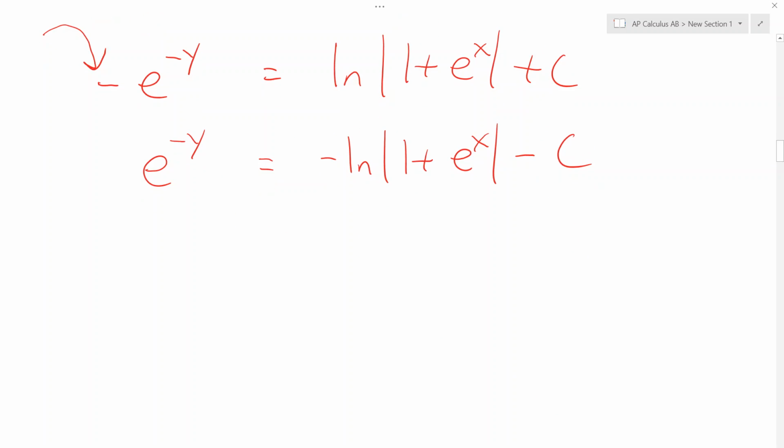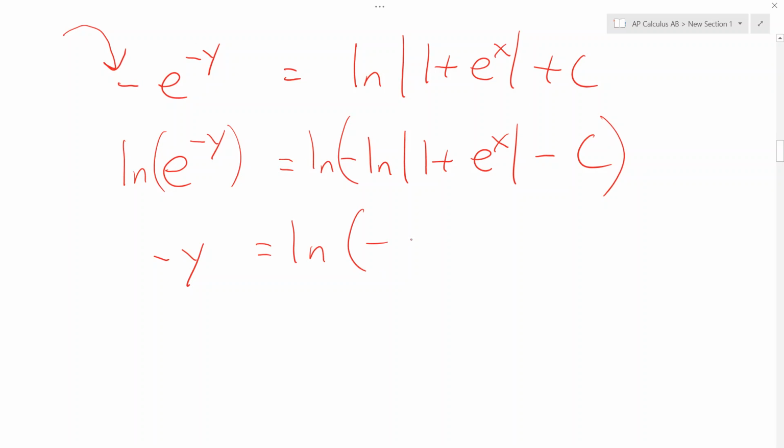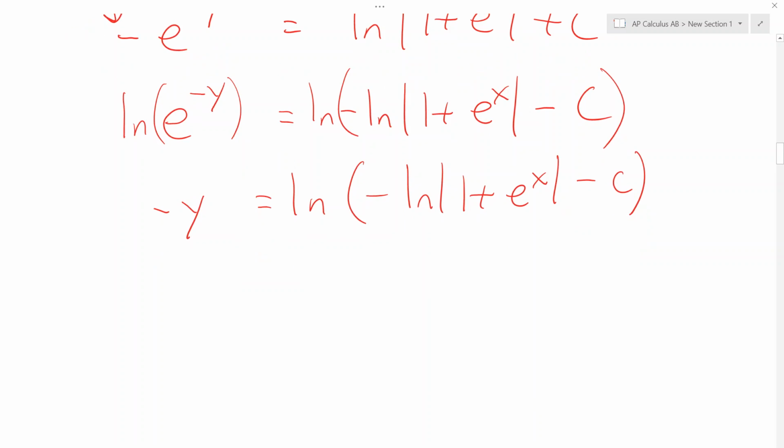Now I'm going to natural log both sides, which seems weird to do because we're going to have a natural log inside of a natural log, but that's okay. It's the natural log of that whole thing. Ln of e to the negative y is negative y, which is equal to the ln of the negative ln of 1 plus e to the x, minus c. Feeling good? And then we're going to divide by negative 1. This is ln of this whole monster looking thing here. If we divide that by negative 1, we just get y equals negative ln of that thing. Pretty cool?